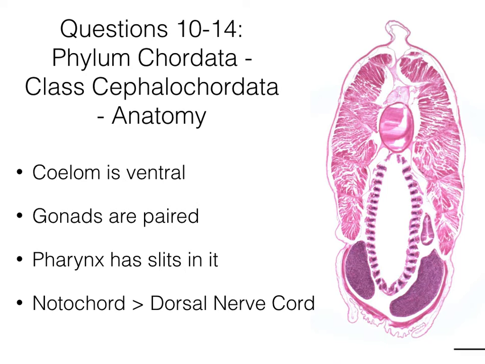On the ventral side, you can see two dark purple objects. Those are the gonads. The gonads are always paired. Above the gonad on the right is another little object. That is the liver. Within the coelom, all those little bars are the parts of the pharynx that support the gill slits.